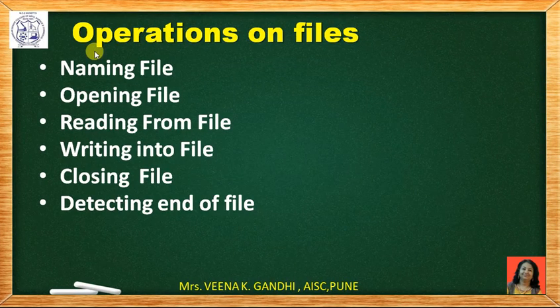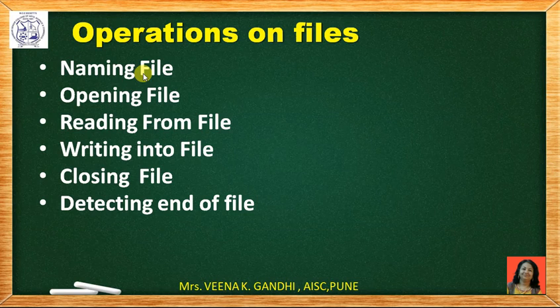Let us see these operations one by one. The first operation is naming a file. We give a name to a file to uniquely identify a computer file in a file system. A file name contains two parts, the file name and the file extension. The file extension tells what type of file it is.